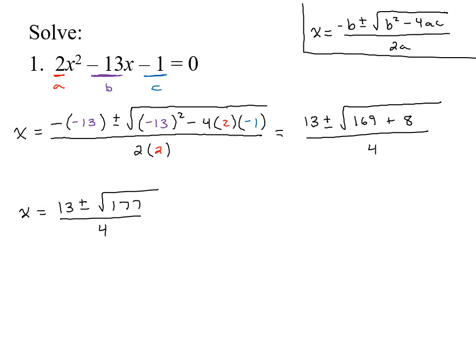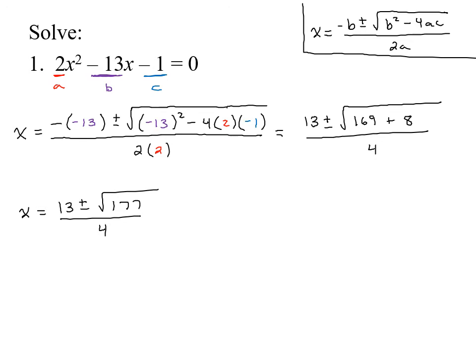Then you have to decide, can you simplify 177? It is 3 times 59, but 59 does not simplify at all. And so, no, you really can't simplify it.